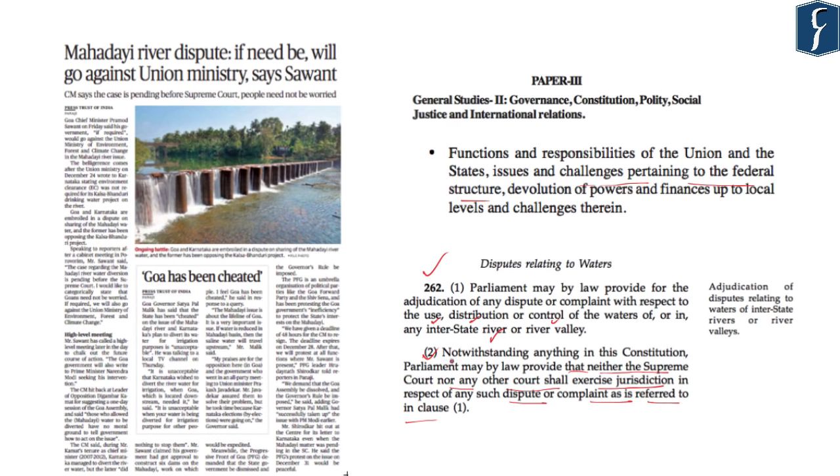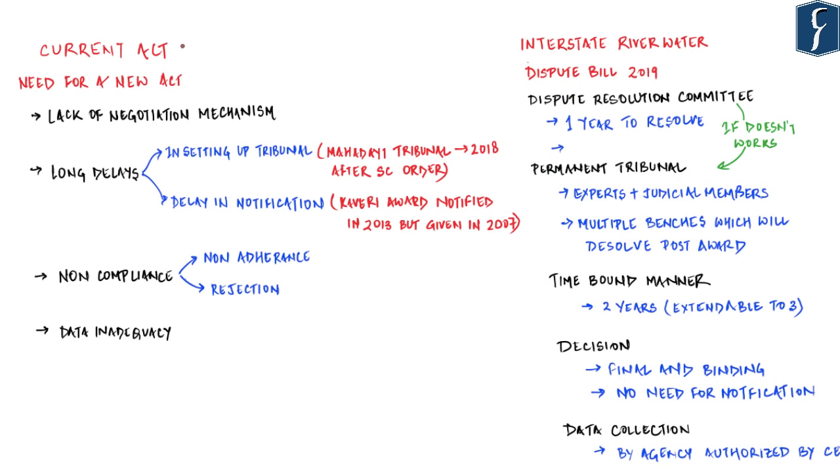Now let's understand why these river disputes in India are so prolonged and cause so many disputes among the states. Acting on the powers provided by the Constitution, the central government has enacted the Interstate River Water Disputes Act. There are certain issues in the existing framework which ask for a new act, which the government has brought.